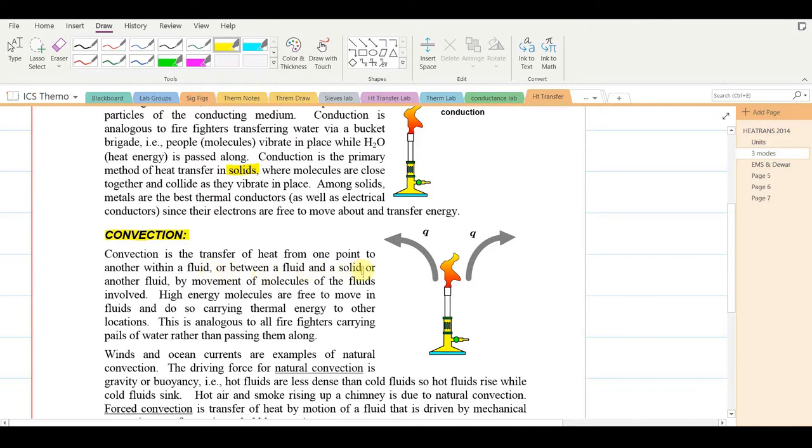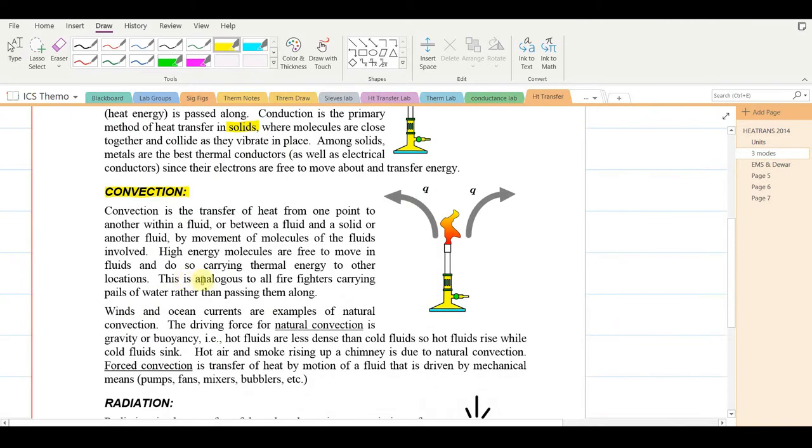or between a fluid and a solid, or a fluid and another fluid, by movement of the molecules in the fluids. So high energy molecules are free to move in fluids, and in so doing they can carry thermal energy to other locations. This would be analogous to the firefighters carrying pails of water rather than just passing them along.